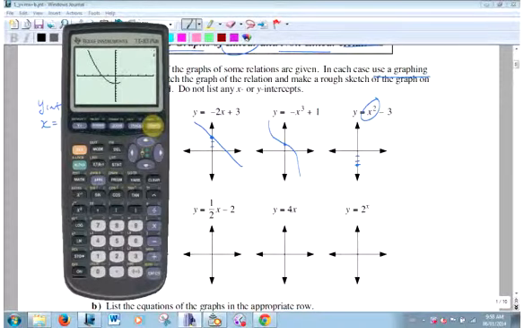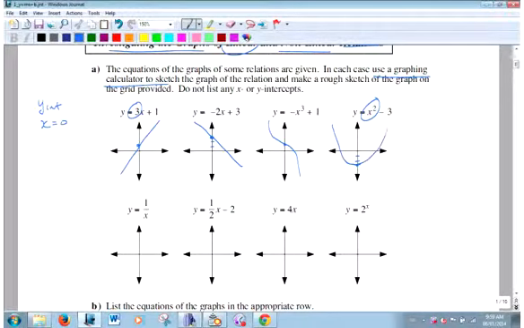Graph. That looks pretty straight, doesn't it? I am being sarcastic. Definitely not. That is what we call a parabola, okay? 1 over x, that one's really weird.